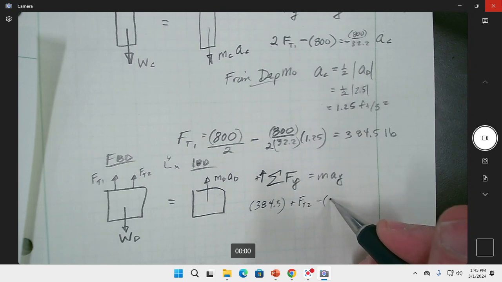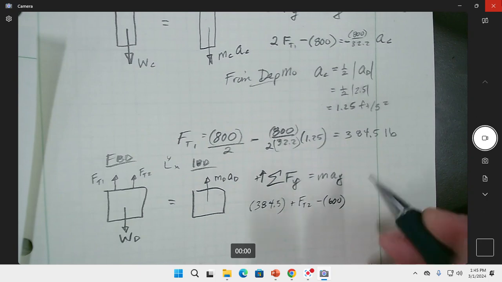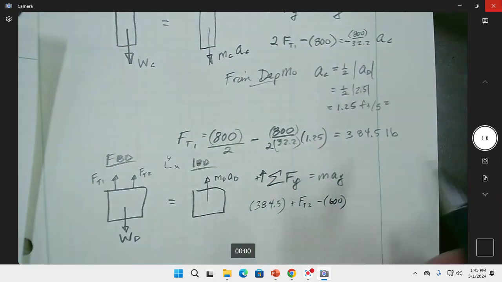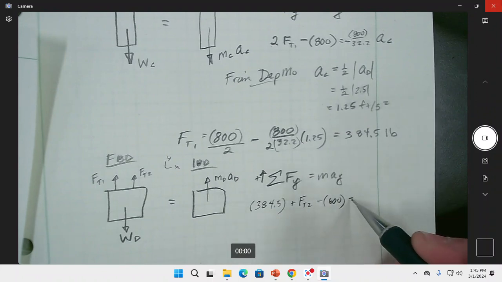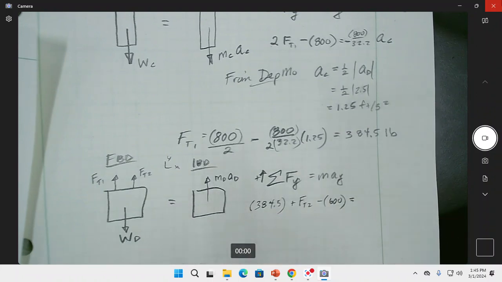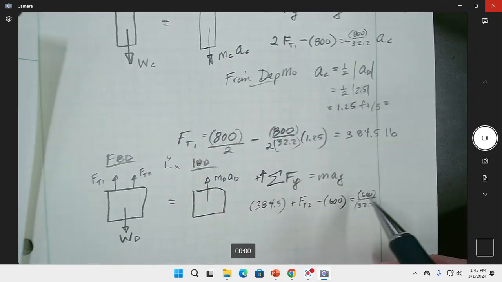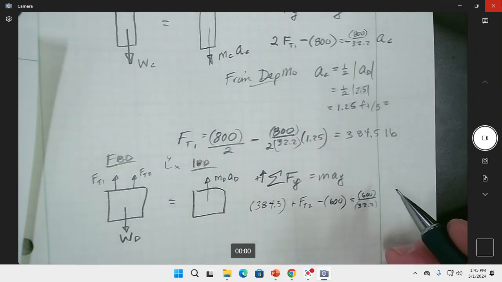This is 600. I think we're done on the left-hand side, which is the whole purpose of these diagrams, to be our guide over here. It's going to be equal to positive, there you go, now your brain's working, 600 divided by 32.2. And then AD, which they already gave us as 2.5.